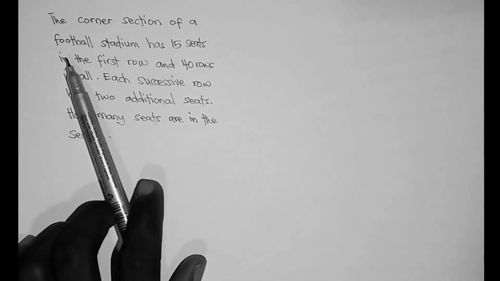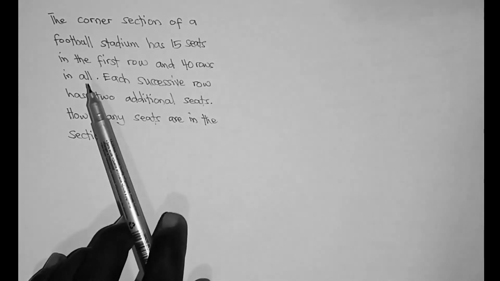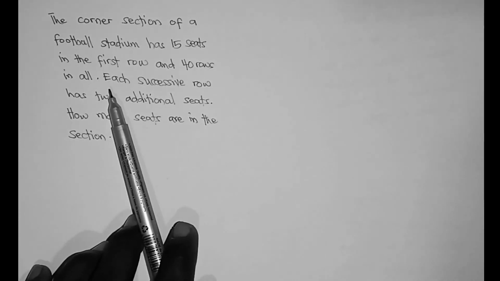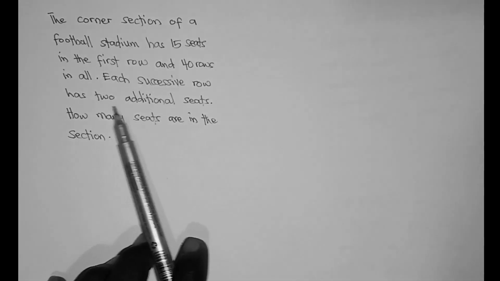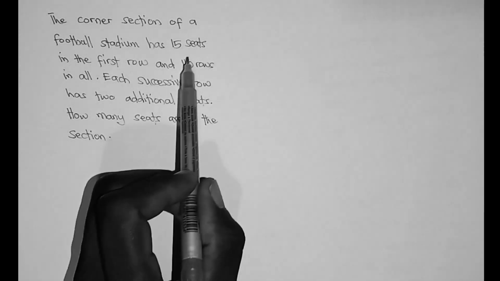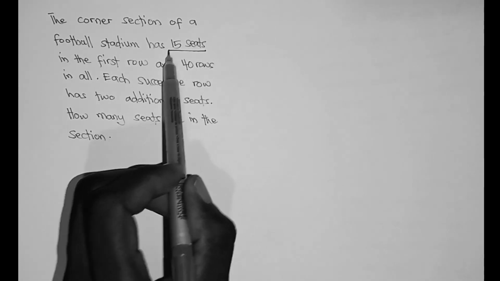A corner section of a football stadium has 15 seats in the first row and 40 rows in all. Each successive row has 2 additional seats. How many seats are in the section? So the stadium has 15 seats in the first row.